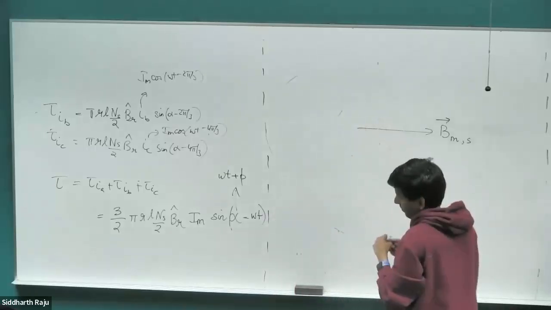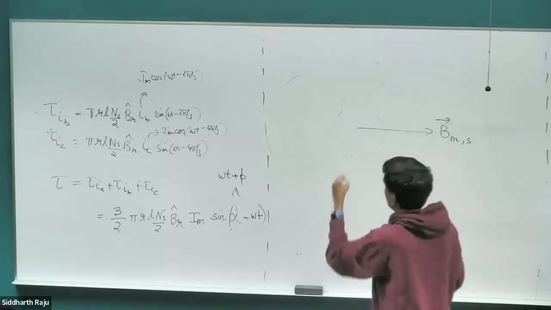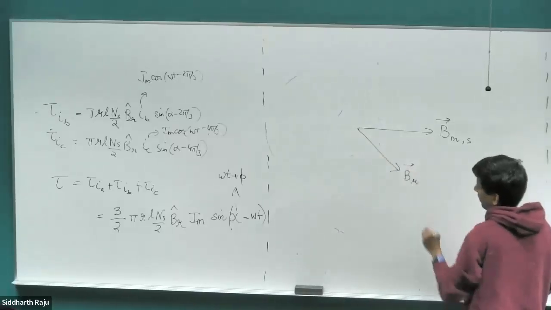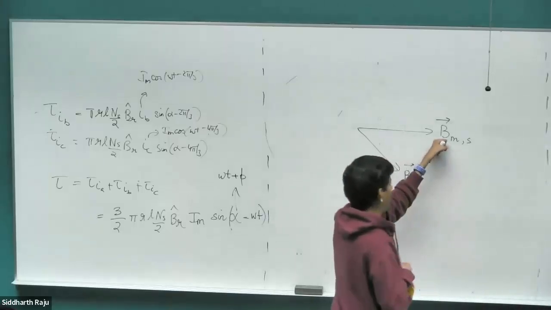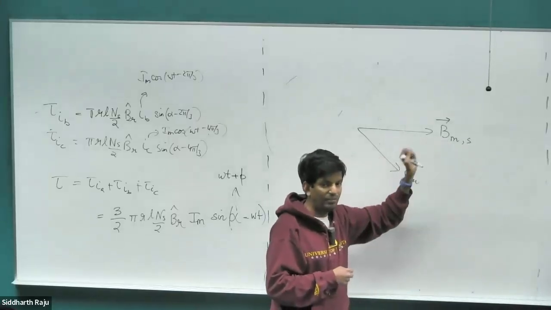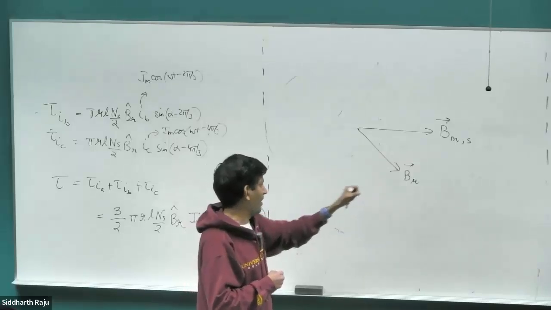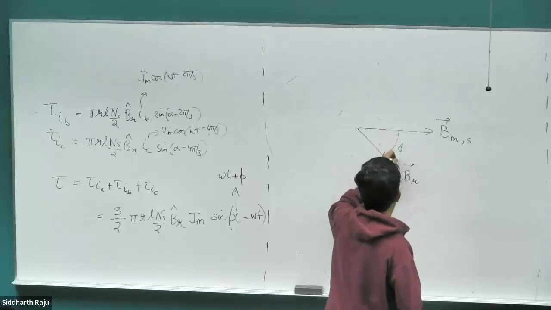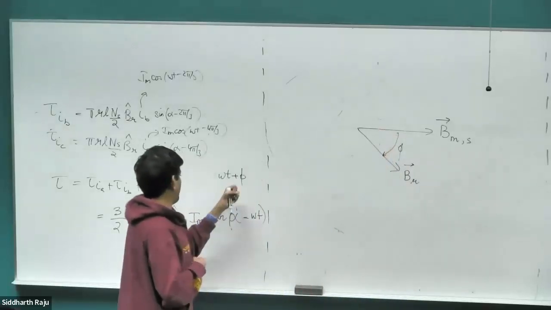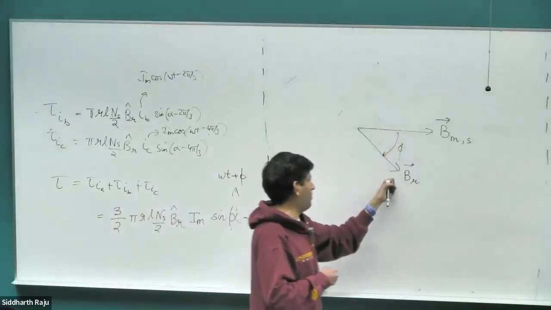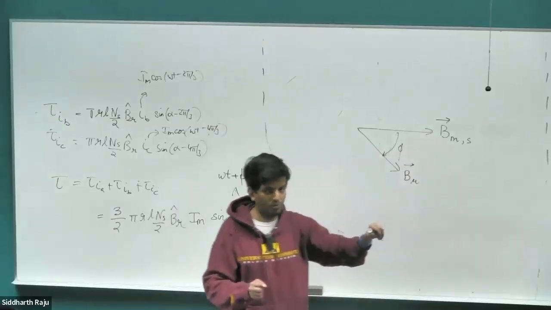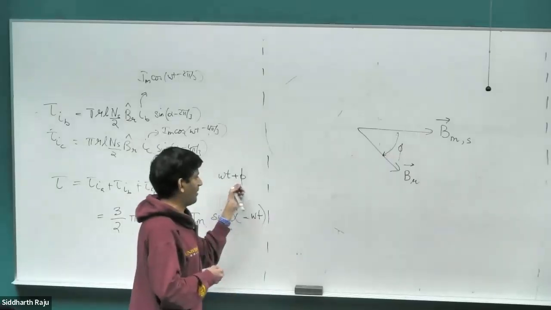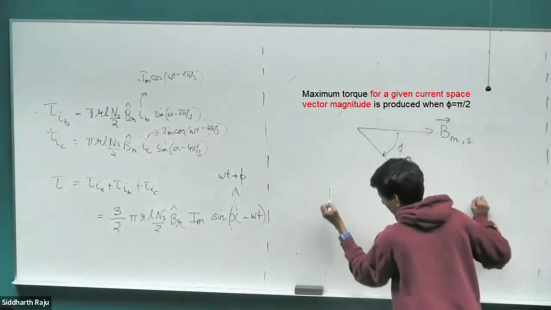If my B field due to the rotor is rotating at the same speed as this magnetic field, then I can create torque given that this B field lags this B field by some angle phi. If that phi angle is 0, if this B field is aligned with this B field, there is no torque produced. If it is lagging, it's going to produce more and more torque. And the maximum torque will be produced when it's lagging by pi by 2.